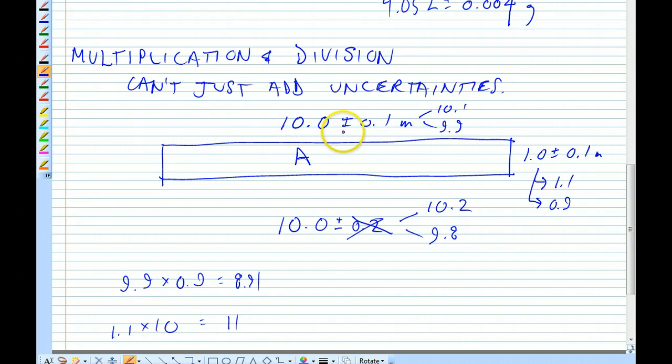See, if I've got 0.1 meters uncertainty in my length, that means my length could be anywhere from 9.9 to 10.1. My width, likewise, could be anywhere from 0.9 to 1.1. That means my area could be anywhere from 8.91 to 11. Okay? That's my true uncertainty. Whereas if I just added 0.1 to 0.1 like I did with the addition and subtraction, I'd get 0.2, and that would give me a false sense of precision.